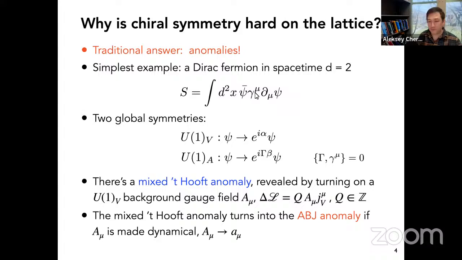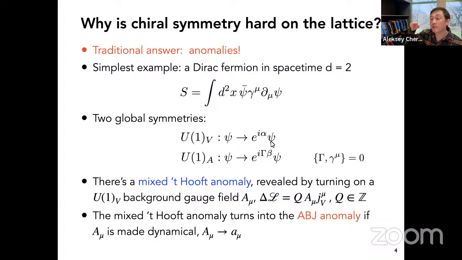And this fermion has two internal global symmetries. One of them is a U1 vector-like symmetry, where you take this fermion field psi and rotate it by a phase. And this is a Dirac fermion, so it has left and right-handed components. And the idea with the symmetry is you rotate both of the components with the same phase.